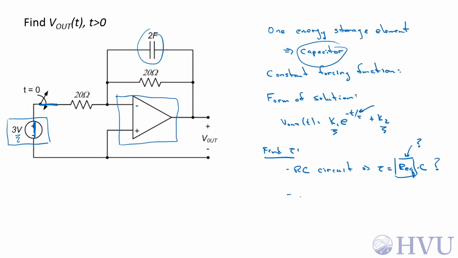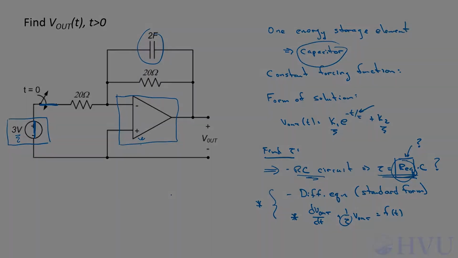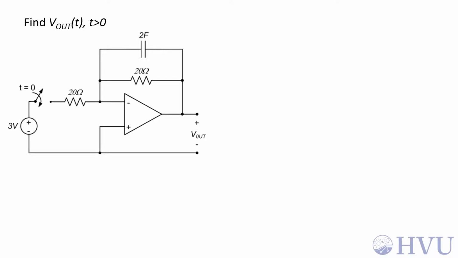The other approach is to use the differential equation governing the circuit. In standard form, a first order differential equation would be dV out by dt plus 1 over tau V out is some forcing function f of t. This approach will always work. So when we're solving this problem, let's use this approach first. After we do that, let's talk about how to find an equivalent resistance and use this approach for a circuit that contains an op-amp or some other kind of dependent source. So let's write the differential equation governing this circuit.